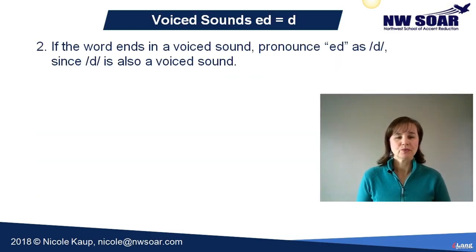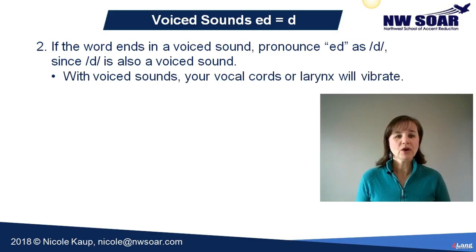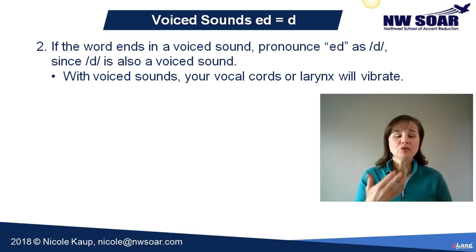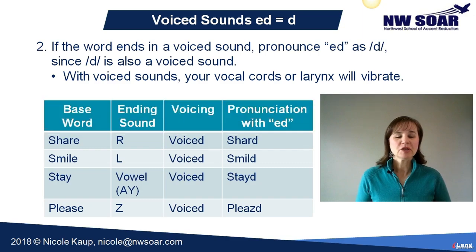Rule number 2: if the word ends in a voiced sound, you'll pronounce the ED ending as D, since D is also a voiced sound. With voiced sounds, you'll hear your vocal cords or larynx vibrate. Now you can find your vocal cords right here in the hollow of your throat. If you feel it with your fingers, you'll notice that it vibrates when you produce voiced sounds. Now let's do a little bit of practice here.